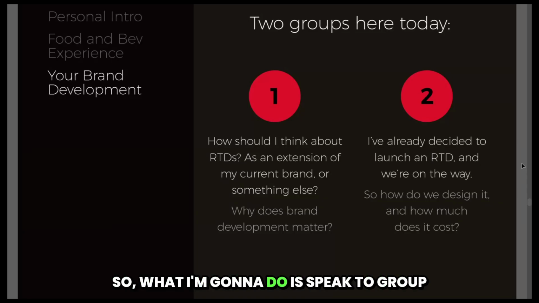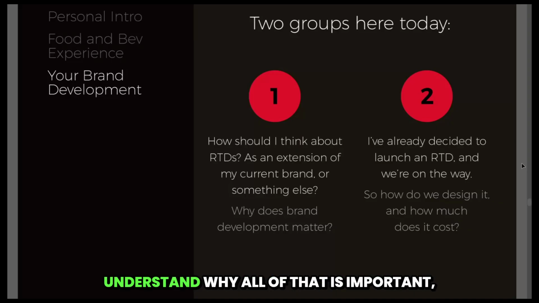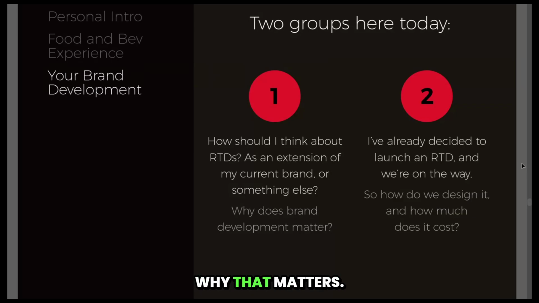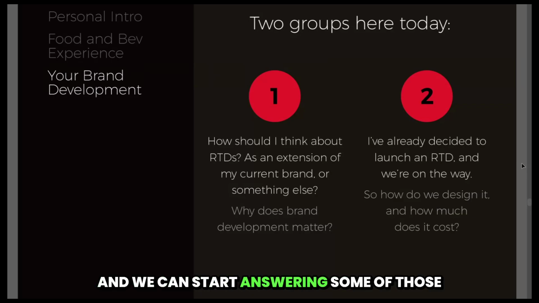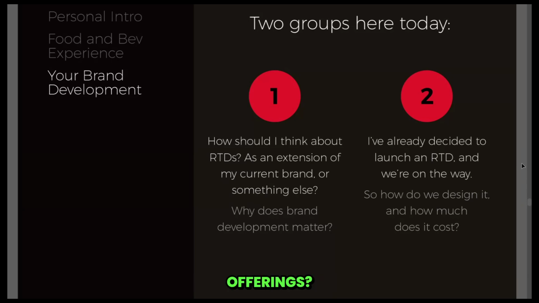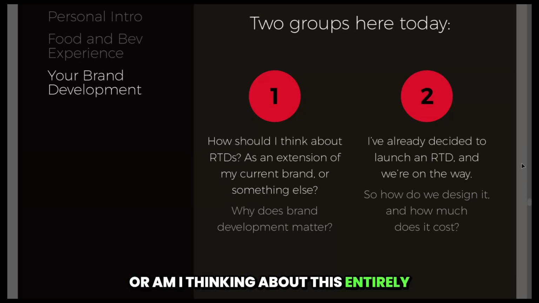So what I'm going to do is speak to group number two first, walk through this process. And my hope is that by the end of it, the people in group number one will understand why all of that is important, why that matters. And we can start answering some of those questions like, should I consider my RTDs just a brand extension? Is this my same distillery name, but it's just a few different new product offerings? Or am I thinking about this entirely differently?